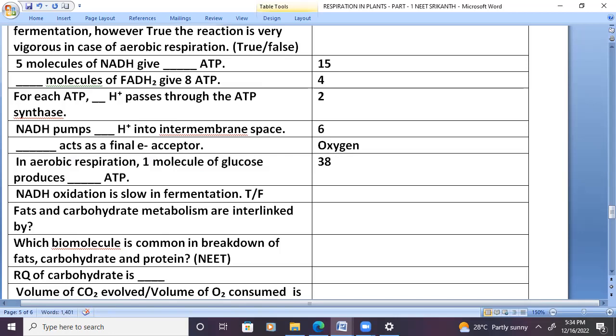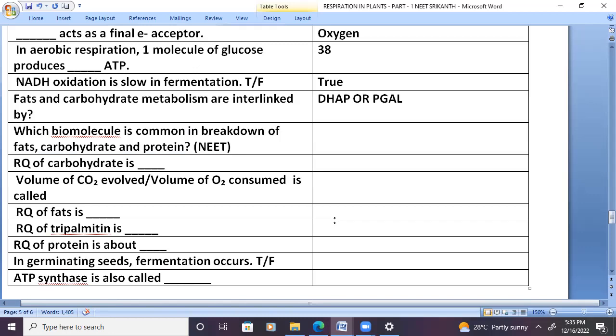NADH oxidation is slow in fermentation. True or false? True. Fats and carbohydrate metabolism are interlinked by dihydroxyacetone phosphate or phosphoglyceraldehyde, PGAL. Which biomolecule is common in breakdown of fats, carbohydrate and protein? Acetyl coenzyme A.